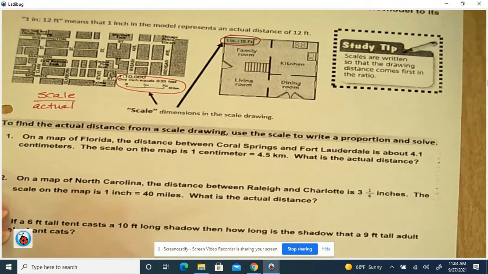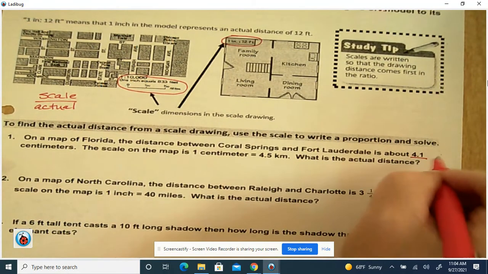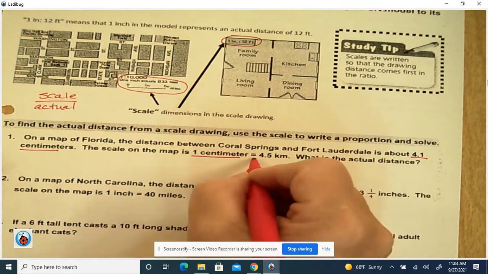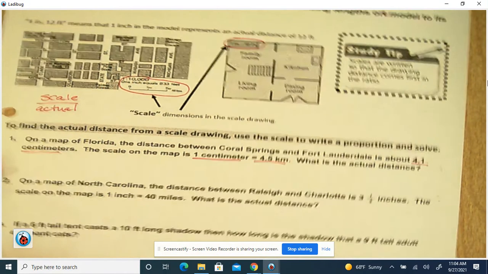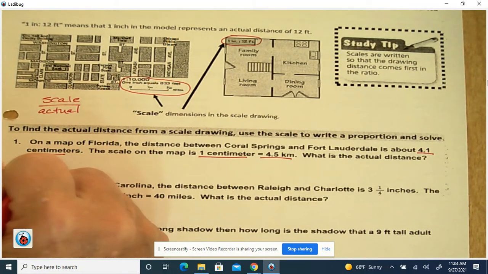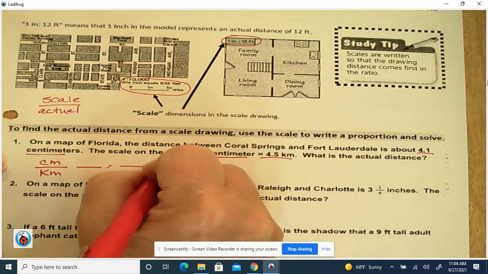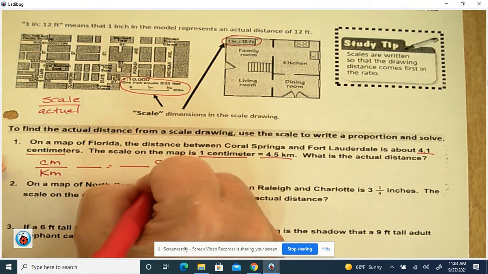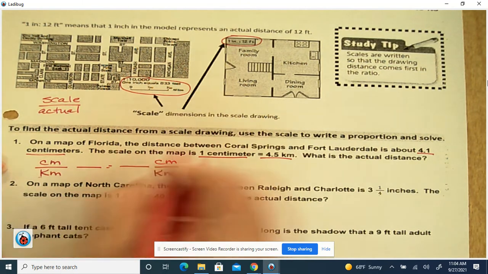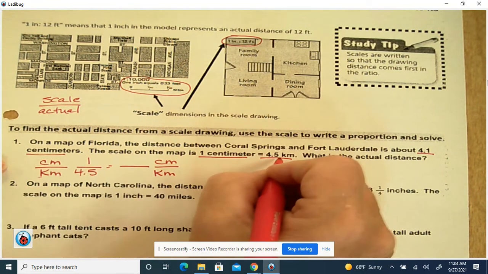On a map of Florida, the distance between Coral Springs and Fort Lauderdale is about 4.1 centimeters. The scale on the map is 1 centimeter is equal to 4.5 kilometers. Here we can use our twins that we've been using already this year and set that up, centimeters over kilometers, because centimeters is the scale and kilometers is your actual. So that's 1 centimeter is 4.5 kilometers.